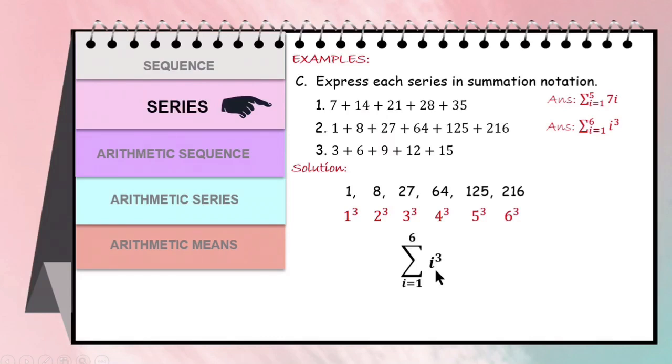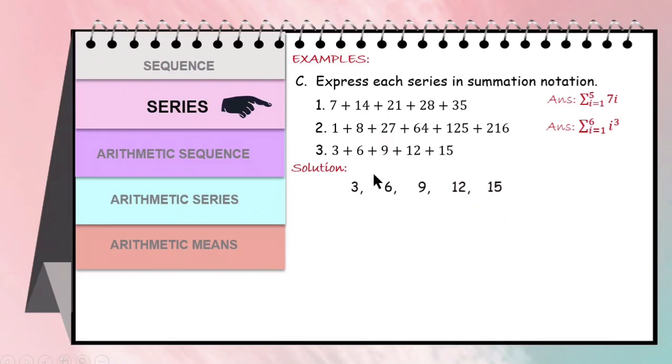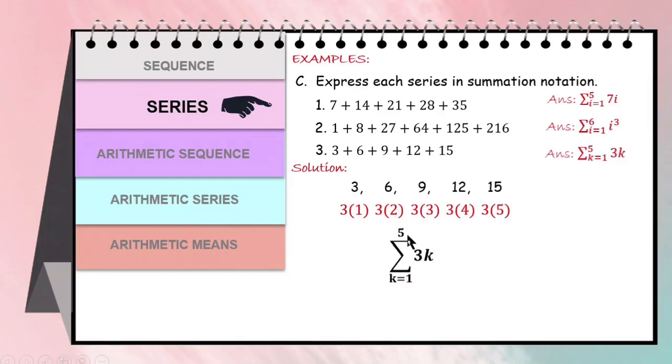Number 3, we get these values by multiplying the counting numbers by 3, represented by 3k, where k starts from 1 to 5. So the summation notation is the sum of 3k as k goes from 1 to 5. And that is all about series.